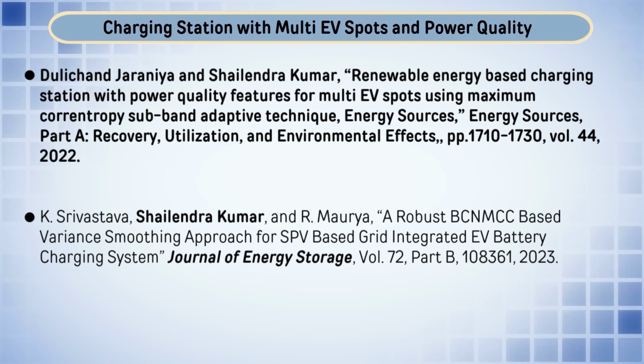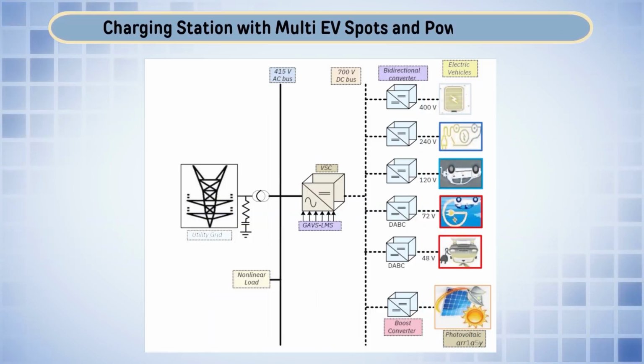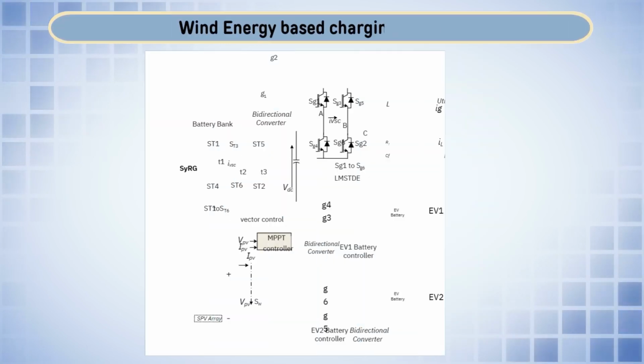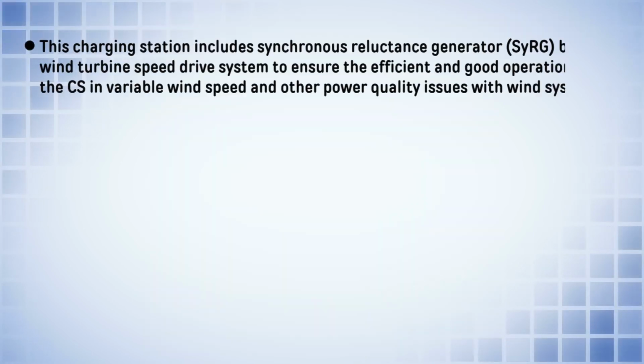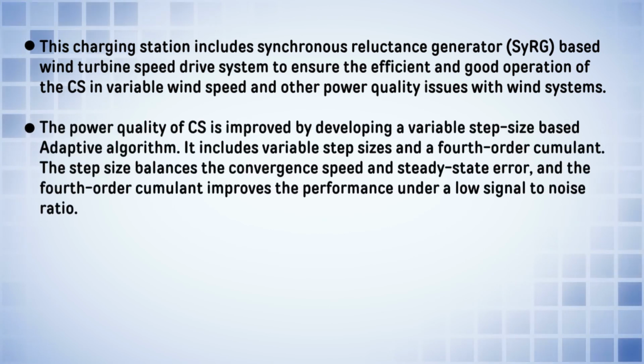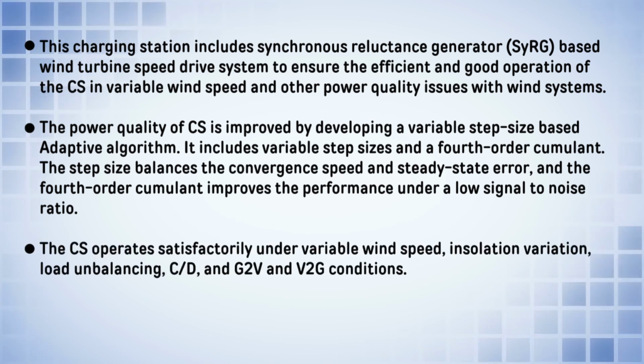And in the case of the wind based charging station, we have also improved the power quality, and it is achieved by using adaptive control. Various operations are achieved, like charging to discharging, grid to vehicle and vehicle to grid condition under variable wind speed. Wind is varying from 4 meters per second to 12 meters per second, and under solar insolation variations.